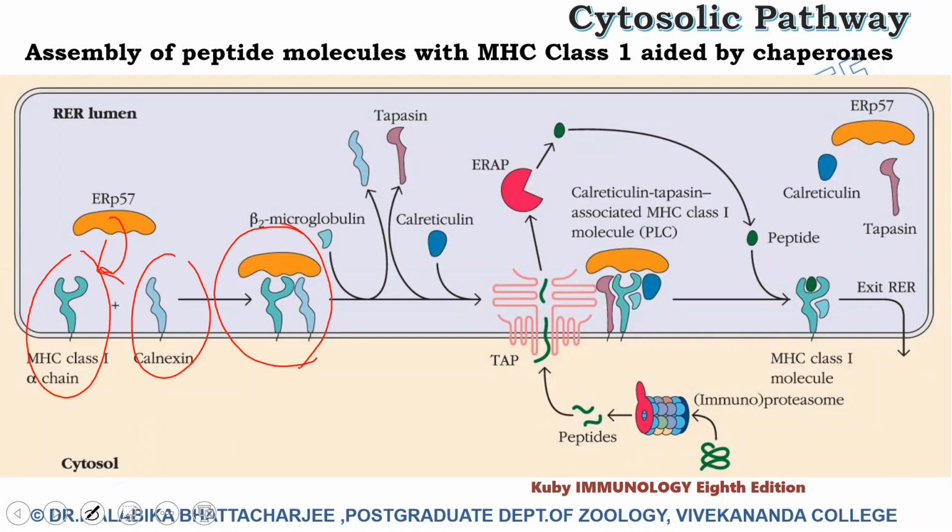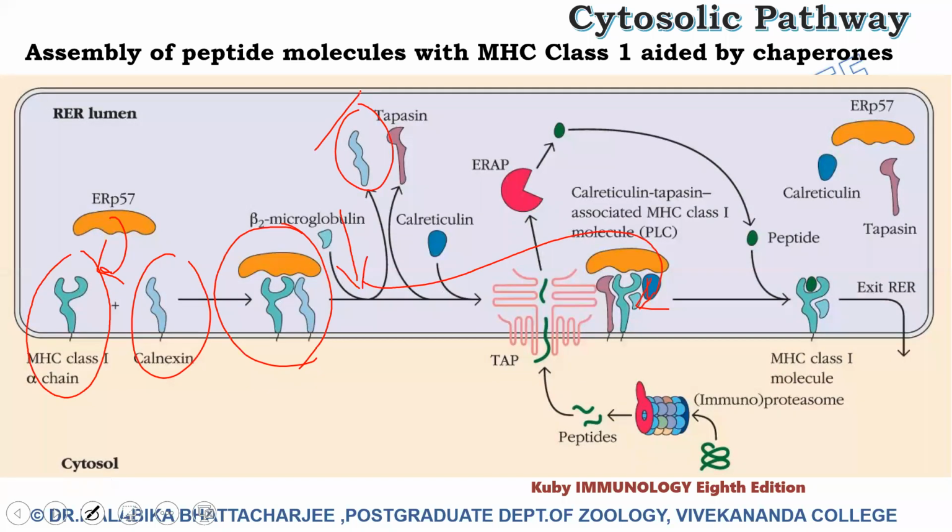Next, what happens, as you can see in the picture, the beta-2 microglobulin is now entering the scenario. When the beta-2 microglobulin is binding to the alpha chain, you can see that calnexin has opened up. It has been removed. So when the beta-2 microglobulin binds to the alpha chain, calnexin is released and class 1 molecule associates with another molecular chaperone, calreticulin and tapasin.